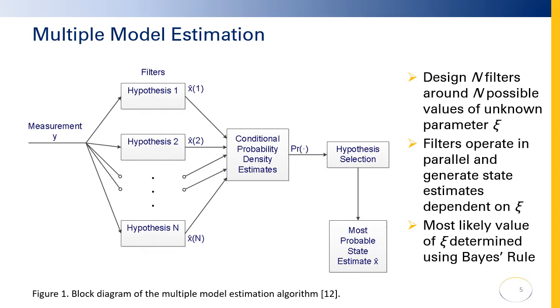To extend the modified Kalman filter to the case where the success rate is unknown, we can consider an algorithm commonly referred to as multiple model estimation. In MME, we have an unknown parameter xi, which is constant or slowly varying, for which we have lower and upper bounds. We then design n filters around n possible values or hypotheses of xi. These filters operate in parallel using the set of measurements to generate state estimates dependent on the hypothesized values of xi. Then, the most likely value of xi is determined using Bayes' rule.